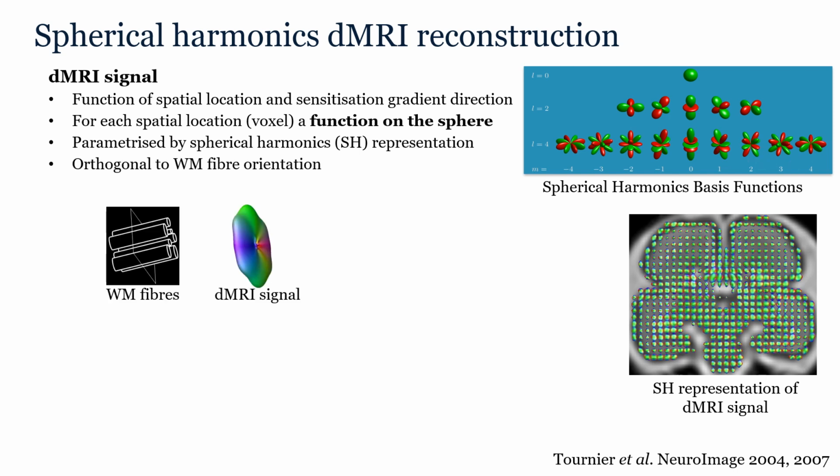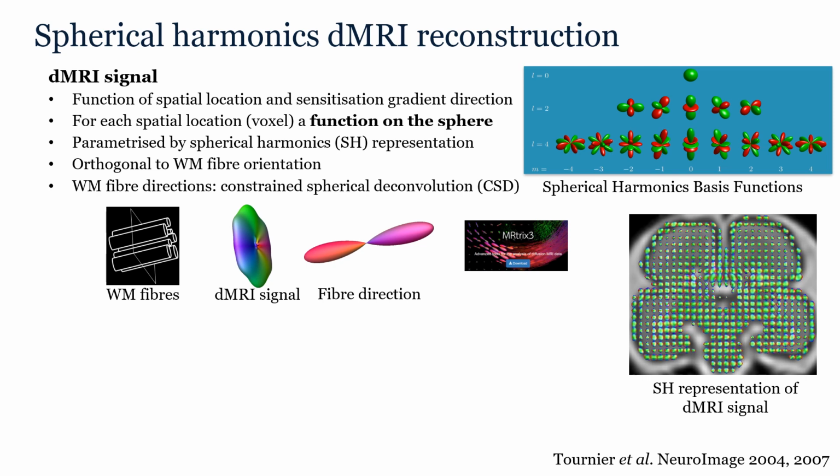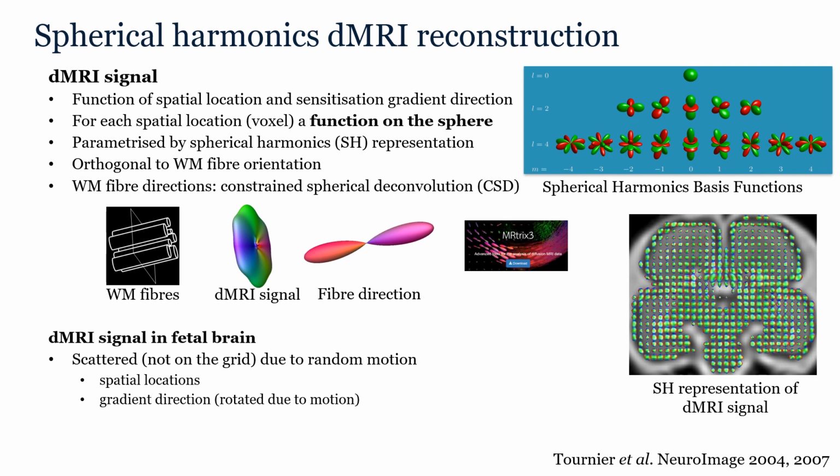Another important thing to realize is that diffusion signal is orthogonal to the white matter fiber orientation. It's because where we have diffusion, we lose signal. So to obtain the fiber direction, we can use constrained spherical deconvolution.